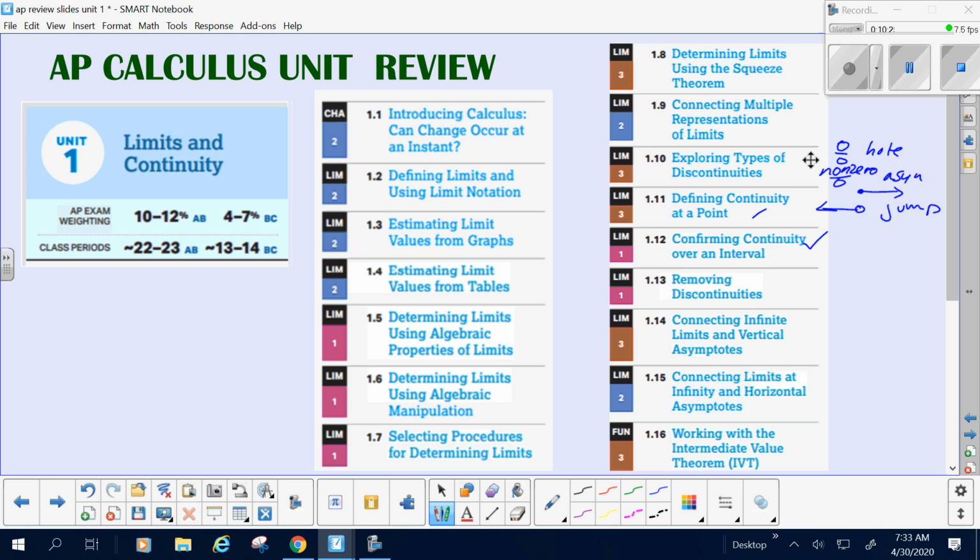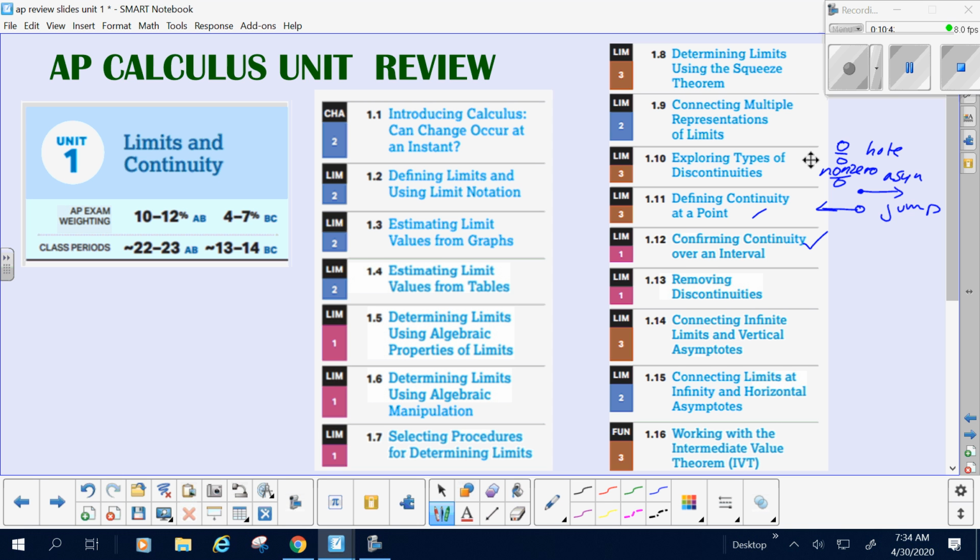Removing discontinuities, that's a more common multiple choice, but I suppose who knows what this exam will look like. Possibly you could fill the hole. You can't remove a jump discontinuity. When they say removing discontinuities, that really means filling the hole usually.